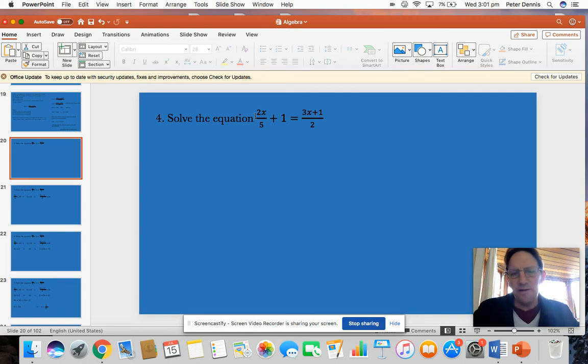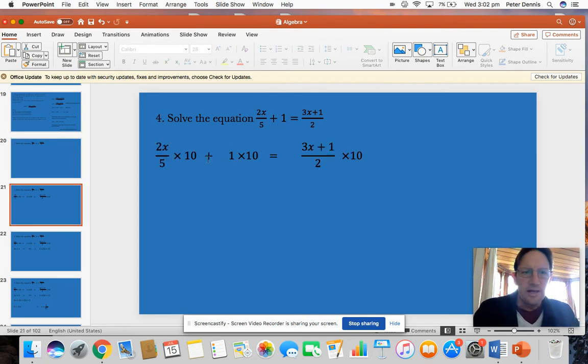And by multiplying everything by 10, I think I'm going to be able to get rid of all those fractions. So if I multiply the first thing by 10, 2x over 5 times 10, well, 5 goes into 10 twice, and I'm going to get 4x here. 1 times 10, I've got to remember to multiply by that. 1 times 10 is 10. And when I multiply this by 10, 2 goes into 10 5 times. So what I'm going to get is this.